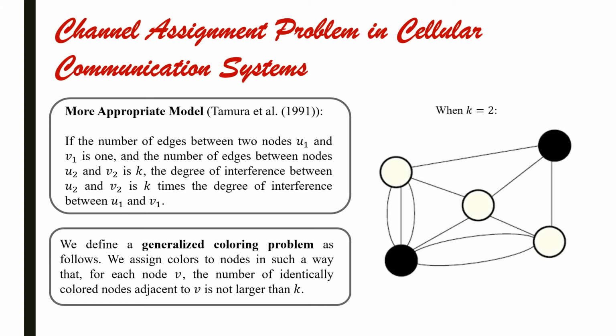This figure shows an example of the said generalized node coloring for k equals 2. As we can see, the nodes colored with black are not adjacent. Also, the maximum number of white adjacent nodes is 2, which satisfies the given definition. It must be noted that the case when k equals 0 is simply equivalent to the classical node coloring.